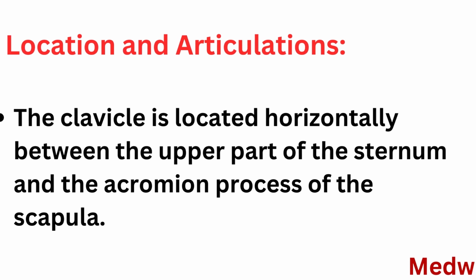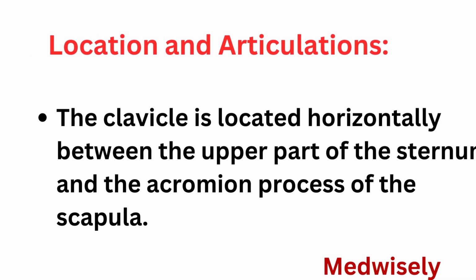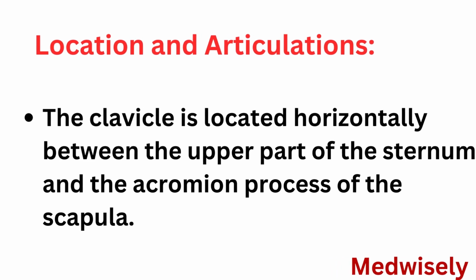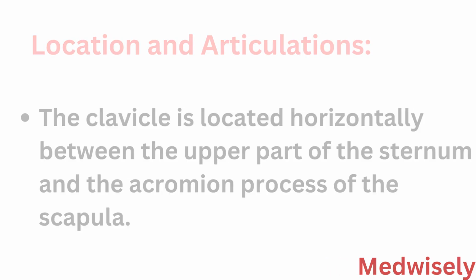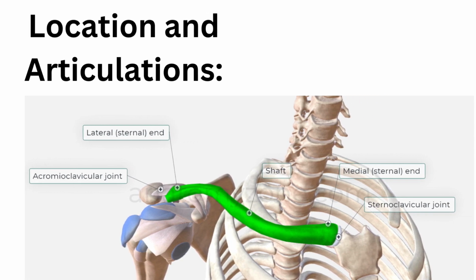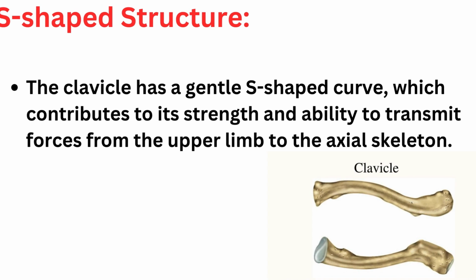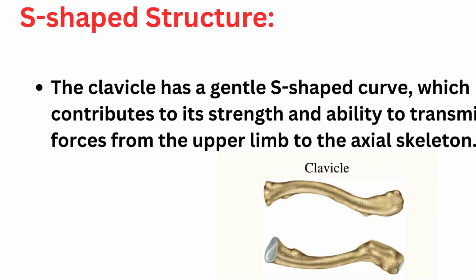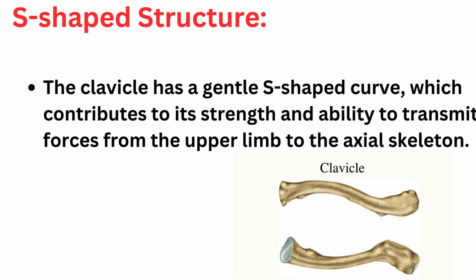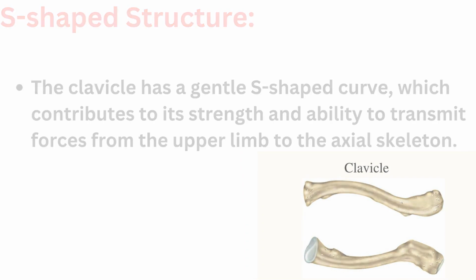Location and articulations. The clavicle is located horizontally between the upper part of the sternum and the acromion process of the scapula. It articulates with the sternum medially and the acromion of the scapula laterally. S-shaped structure. The clavicle has a gentle S-shaped curve, which contributes to its strength and ability to transmit forces from the upper limb to the axial skeleton.